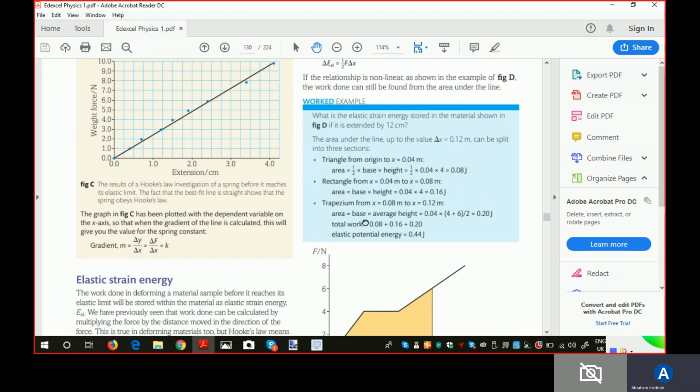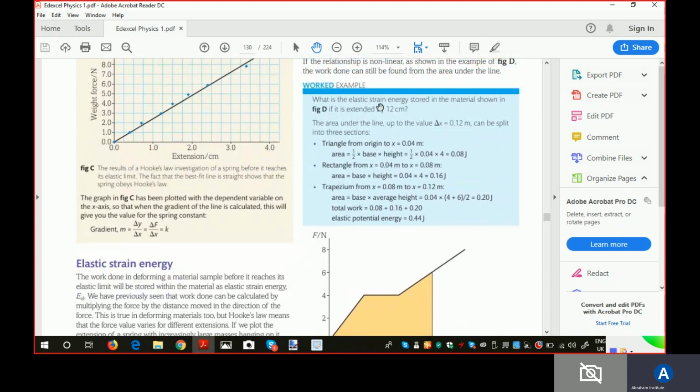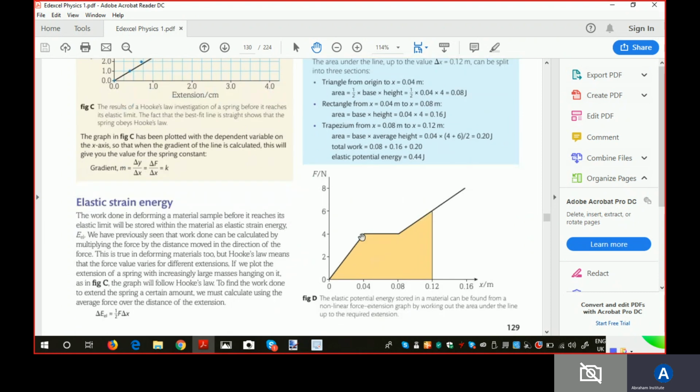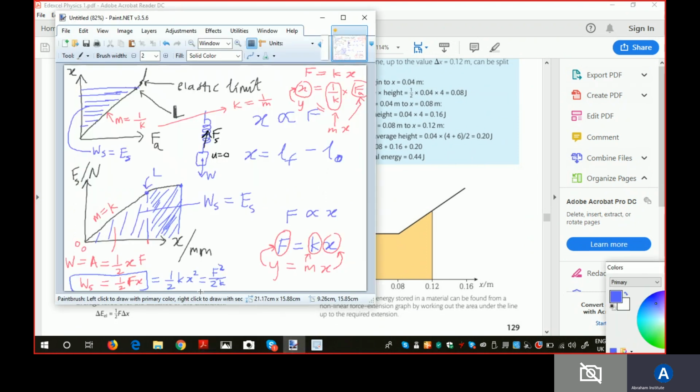This is figure D. They're talking about figure D. What is the elastic strain energy stored in the material shown in figure D if it is extended by 12 centimeters? Now, you can use this equation if it is a straight line only. But here what do we have? Straight line, this thing. Because if it's a straight line, then that is a triangle. These three equations can be used if the shape is a triangle.